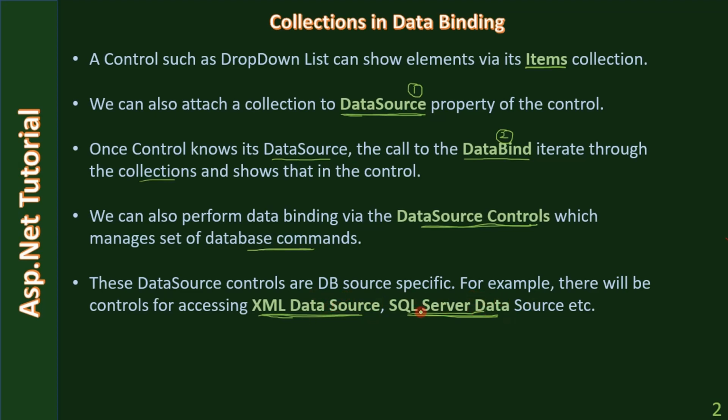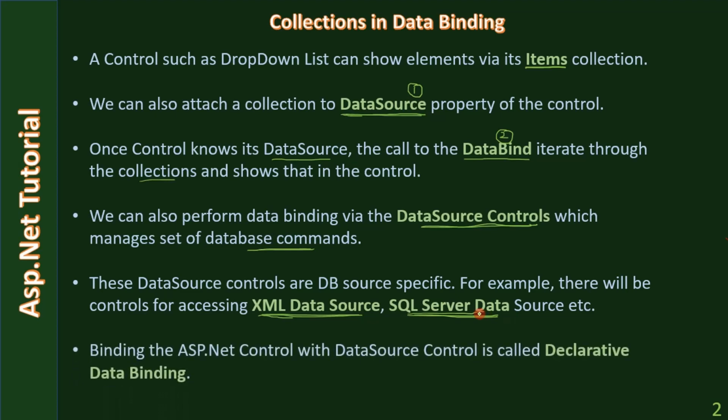Say for example, when we are talking about SQL Server data source, the data source control name is SQL data source. Binding the ASP.NET control with a data source control is called declarative data binding. Right? Binding the ASP.NET control with a data source control is called declarative binding. Say for example, there will be a data source control, and let's say the data source control is SQL data source.